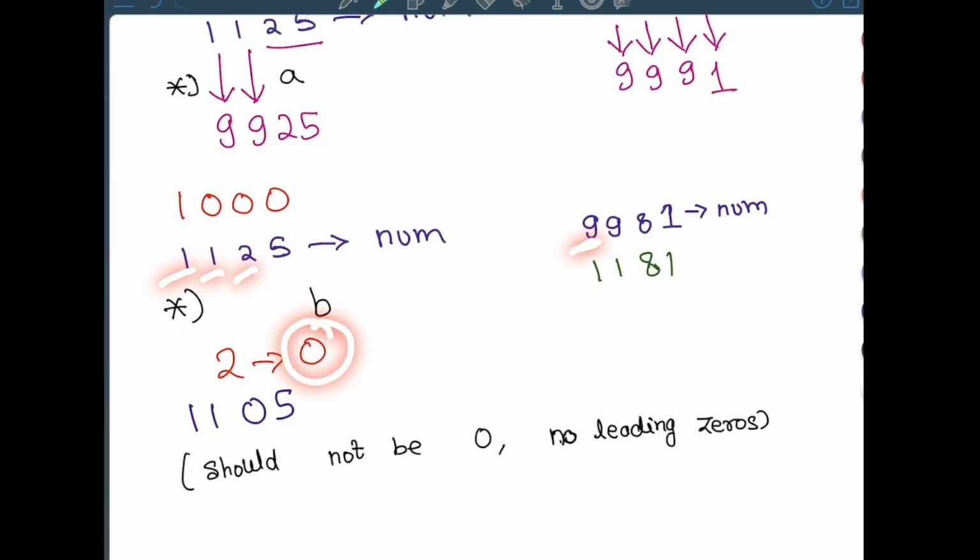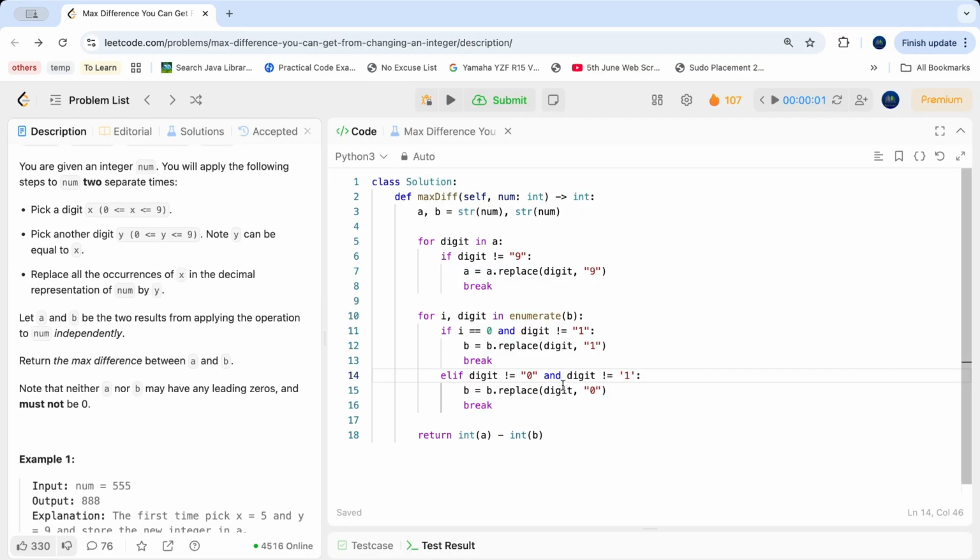Here you are replacing the first digit, so you need to replace it with 1 because your number should not have a leading 0. So I think that's the complete explanation of this particular problem. Let me take you back to the code editor and let me try to show you the complete solution in Python. So this is the complete code for this particular solution.